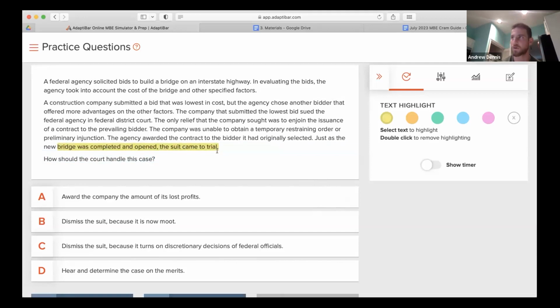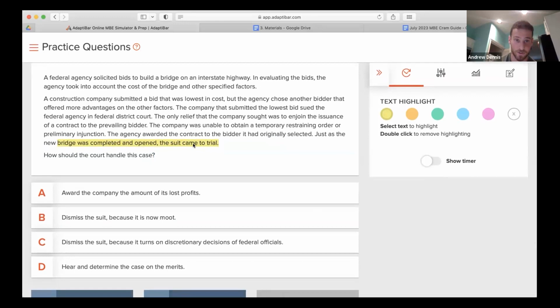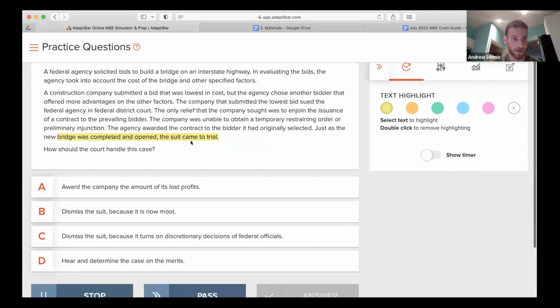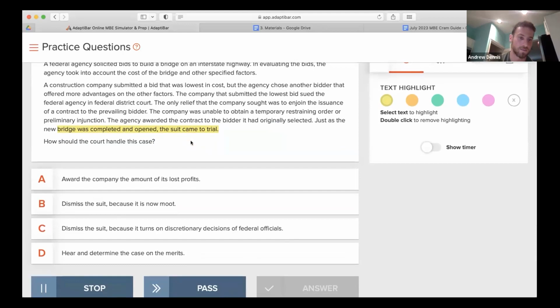Just for speed's sake, we're going to move a little bit faster through these final questions, but do you see what was very clear about this one? Just as it was completed and open, the suit came to trial. How should the court handle this case? Award the company the amount of lost profits, dismiss the suit because it's now moot, dismiss the suit because it turns on discretionary decisions of federal officials, or hear and determine the case on the merits.